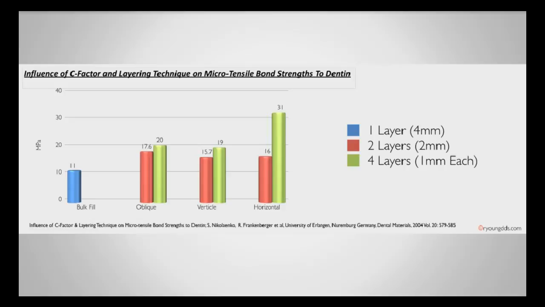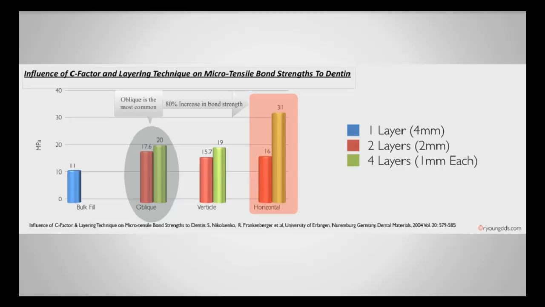But when they did 4 layers, 1 millimeter each, we had a bond strength of 31. That's a huge jump. Now, today, oblique is the most common layering system out there. And so you have an 80% increase in bond strength from here to here if you just simply horizontally layer in 4 layers, 1 millimeter each. So for a lot of us who want to create the highest quality restoration, I've always layered anywhere from 1 to 2 millimeters, but try to keep it at 1 millimeter layering to create the least amount of stress.